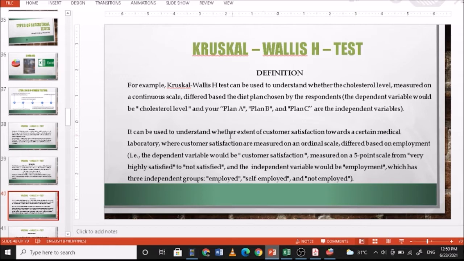Then it can be used to understand whether the extent of customer satisfaction towards a certain medical laboratory, where customer satisfaction is measured on an ordinal scale, differed based on employment. So the dependent variable would be your customer satisfaction measured on a 5-point scale from very satisfied, highly satisfied, to not satisfied. And the independent variable would be employment, which has three independent groups: employed, self-employed, and not employed. So, 3 or more independent groups, and ordinal, from 1 to 5.